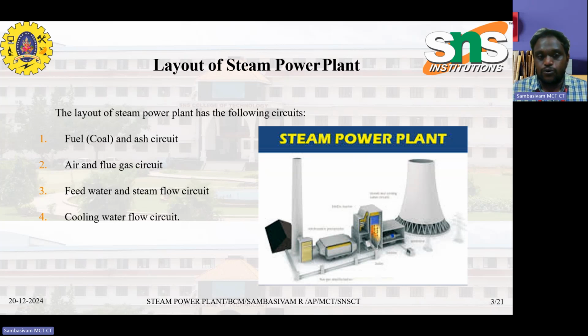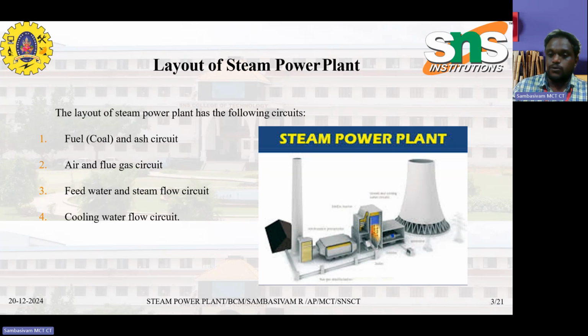Then coming to the fourth layout, the cooling water flow circuit. When the vapor is transferred from the turbine, it is converted into a liquid at high temperature. To reduce this temperature, it is transferred into the cooling water flow circuit. Once it has passed through, the hot water becomes cold, and we can transfer that water for another recycling process. So the cyclic process is done around these four circuits.